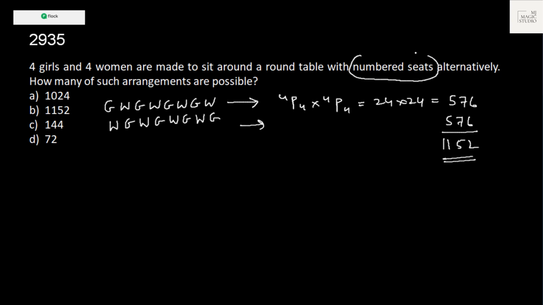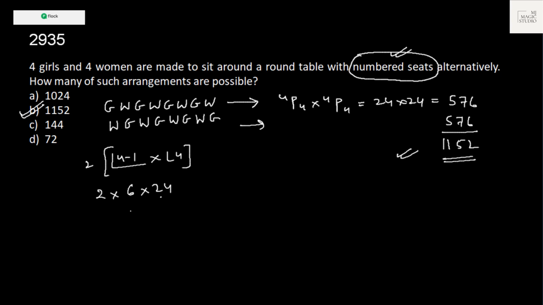Please mind that these are numbered seats. If the question had been 4 girls and 4 women made to sit around a round table alternately, then it would have been factorial 4 minus 1 into factorial 4, and this will go twice. That would be 2 into 6 into 24, 6 into 24 would be 144, and then into 2, that is 288 in that case. But here we have numbered seats. That's why we are following the linear arrangement. Answer should be 1152, option B.